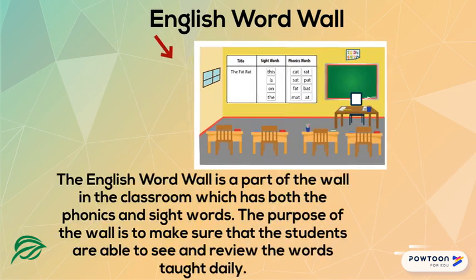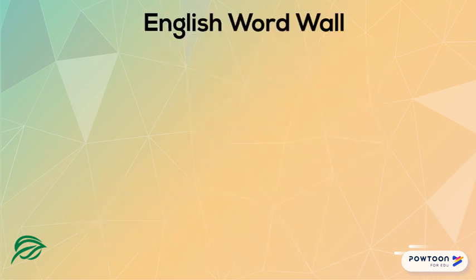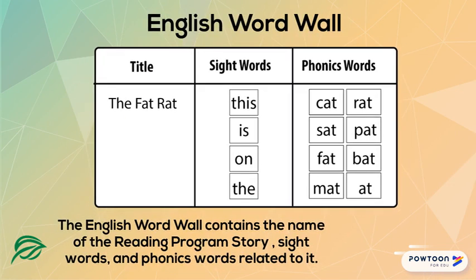English word wall. The English word wall is a part of the wall in the classroom which has both the phonics and sight words. The purpose of the wall is to make sure that the students are able to see and review the words taught daily. The English word wall contains the name of the reading program story, sight words, and phonics words related to it.